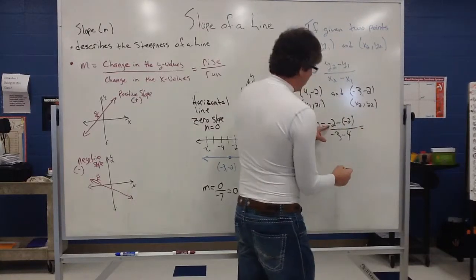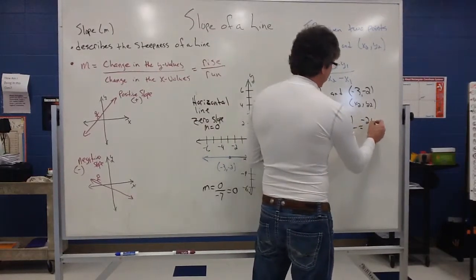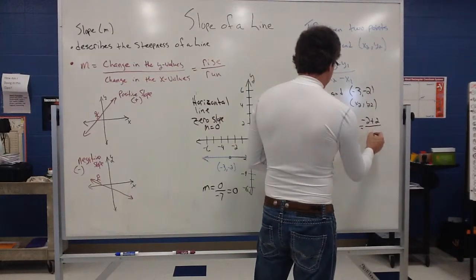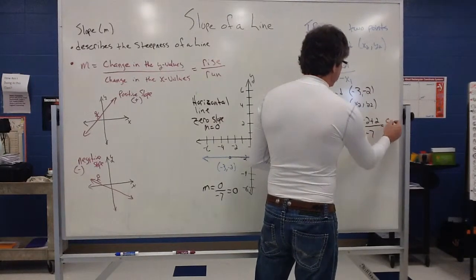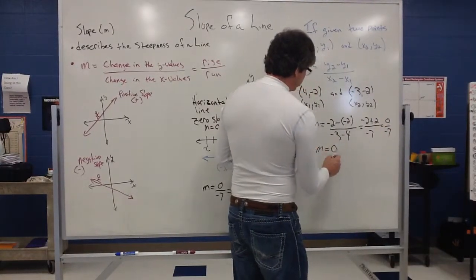So I see I have a -2, and we know this kind of means the opposite of a -2, so I have a +2 there. And we have a -3 and a -4. That's going to be a -7. So indeed, I do get 0 over -7. And my slope does turn out to be then 0.